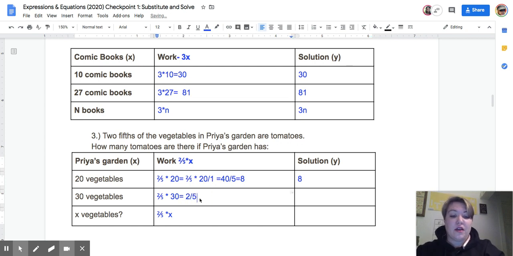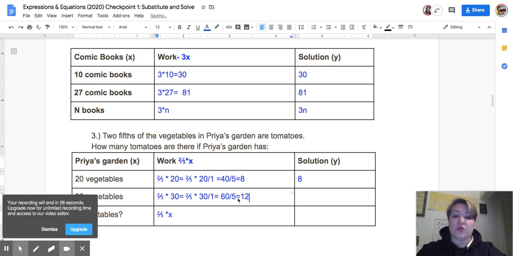Same thing here. 2/5 times 30 equals. Nope. 2 times 30 is 60. 5 times 1 is 5. And we can simplify 60 fifths by dividing 60 by the 5. 5 times what gives me 60? 12. So 5 times 12 is 60. Our last one, 2/5 X, we write 2/5 X, and we're done.